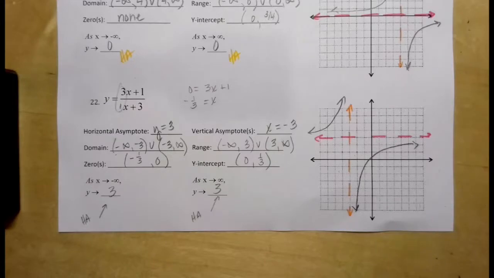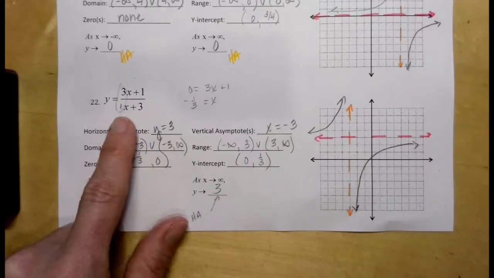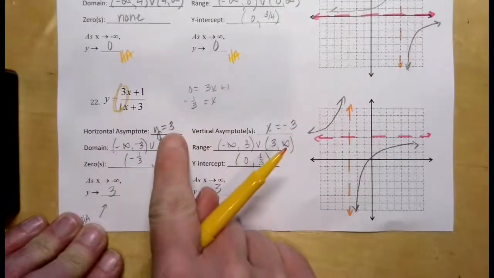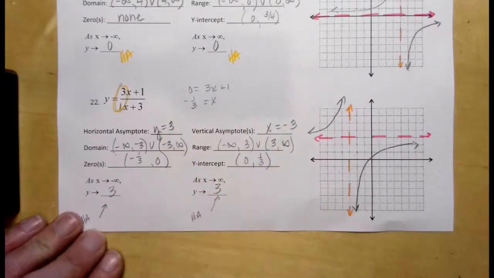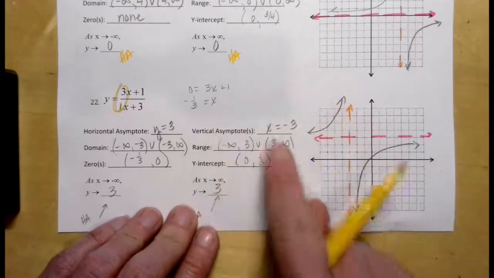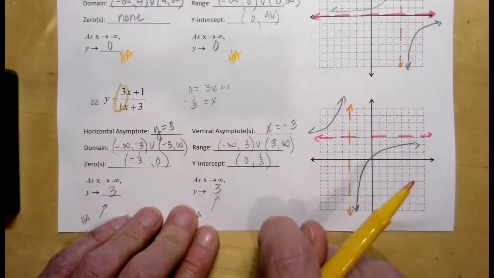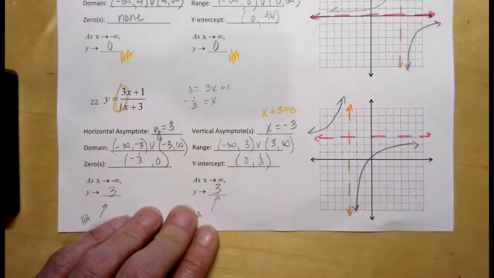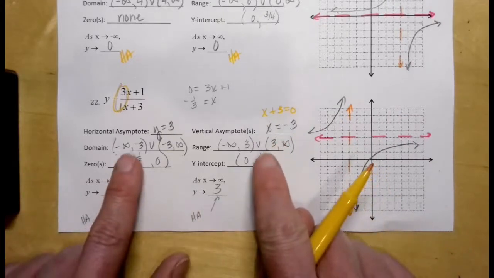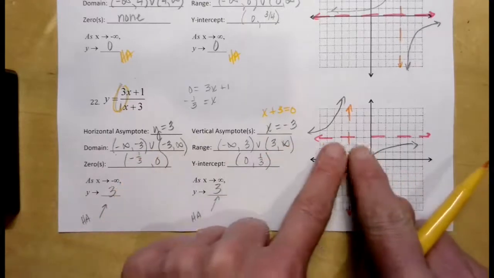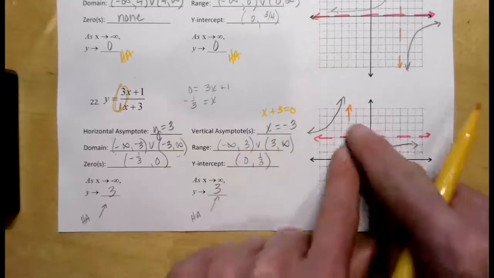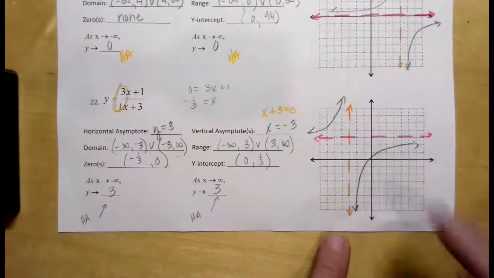Last up, I have the same number of x's in my numerator and denominator, so my horizontal asymptote is going to be the fraction created by the coefficients. My vertical asymptote is where my denominator is equal to 0. So I set x plus 3 equal to 0 and solve for x. There they are. My domain and range: my domain is my set of all input values, hopping over the asymptote. My range is my output values, hopping over the asymptote.